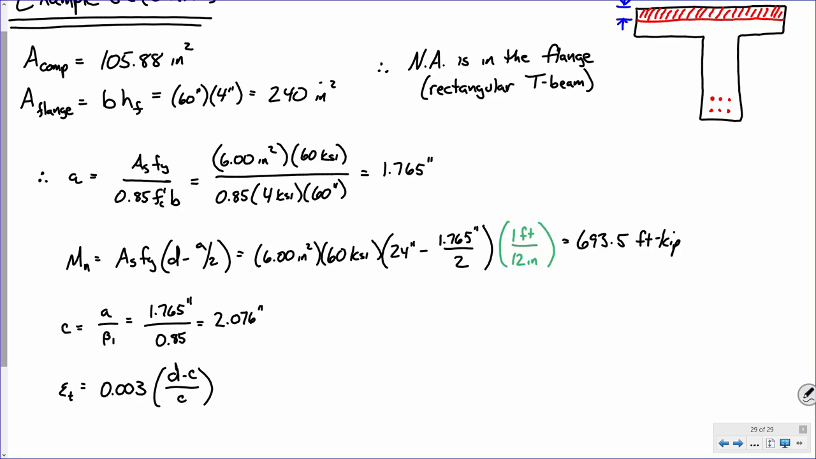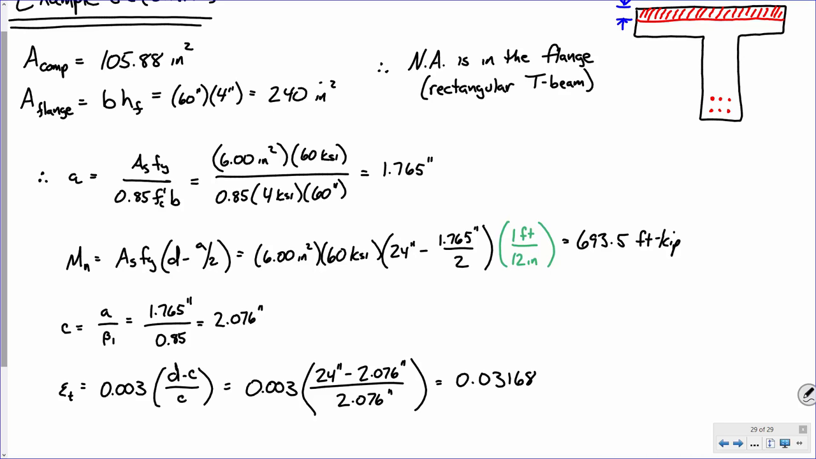That's (D minus C) over C. All right. D is what, 24 inches? Minus 2.076. Excuse me. And you're going to get 0.03168.